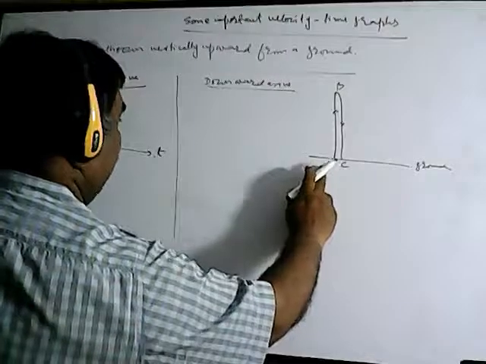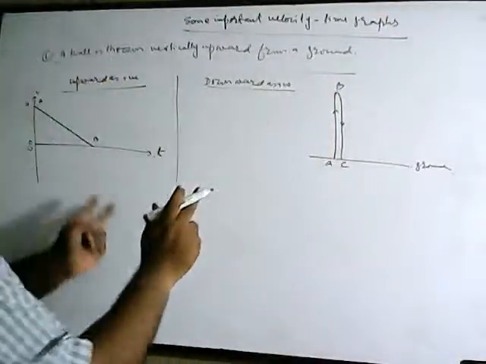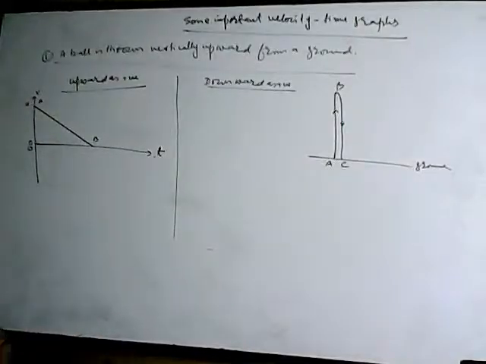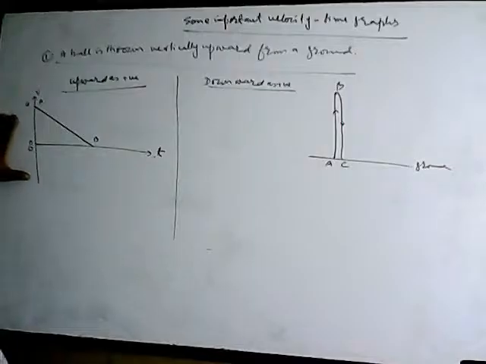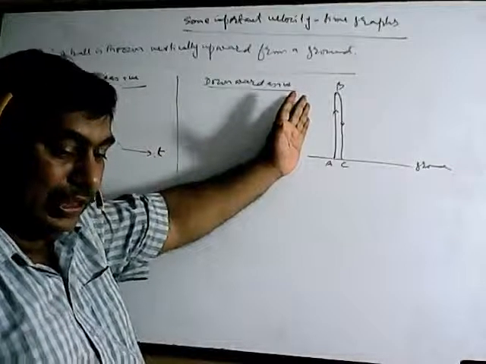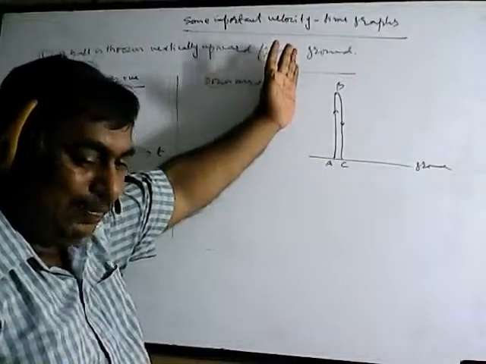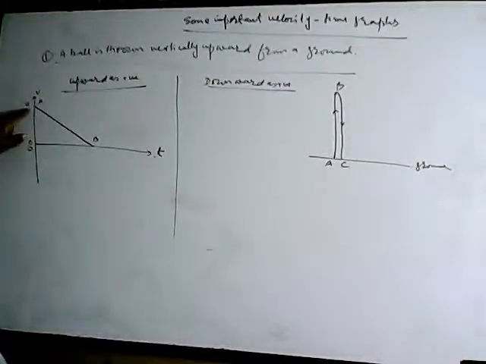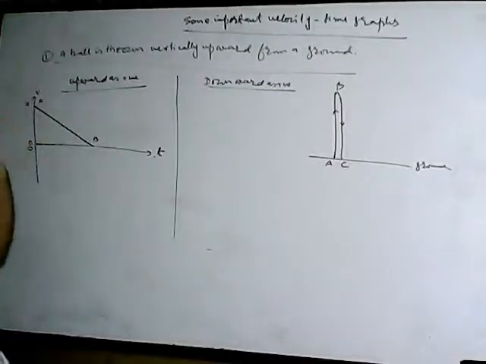From A, the ball is going up, but the graph comes down. Here is the point where sometimes students confuse themselves. This is the graph, and this is the actual situation. Actually, the ball is rising up, but its velocity is decreasing and decreasing. So this is the initial velocity and it reaches here. This is the A point. This must be the B point actually here.